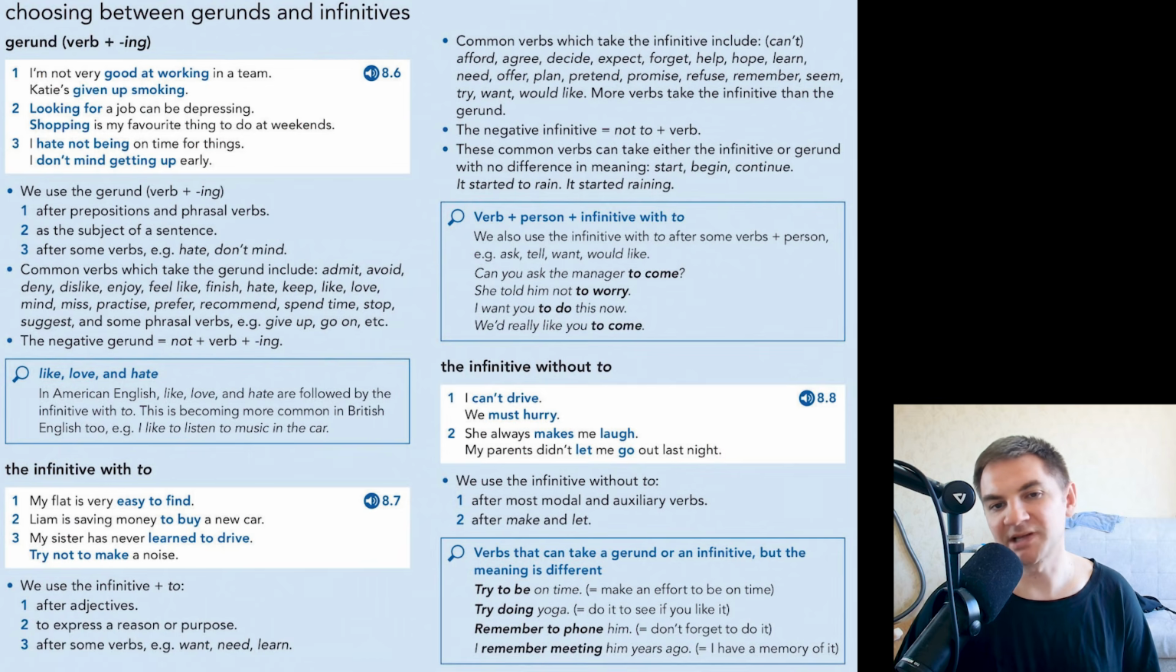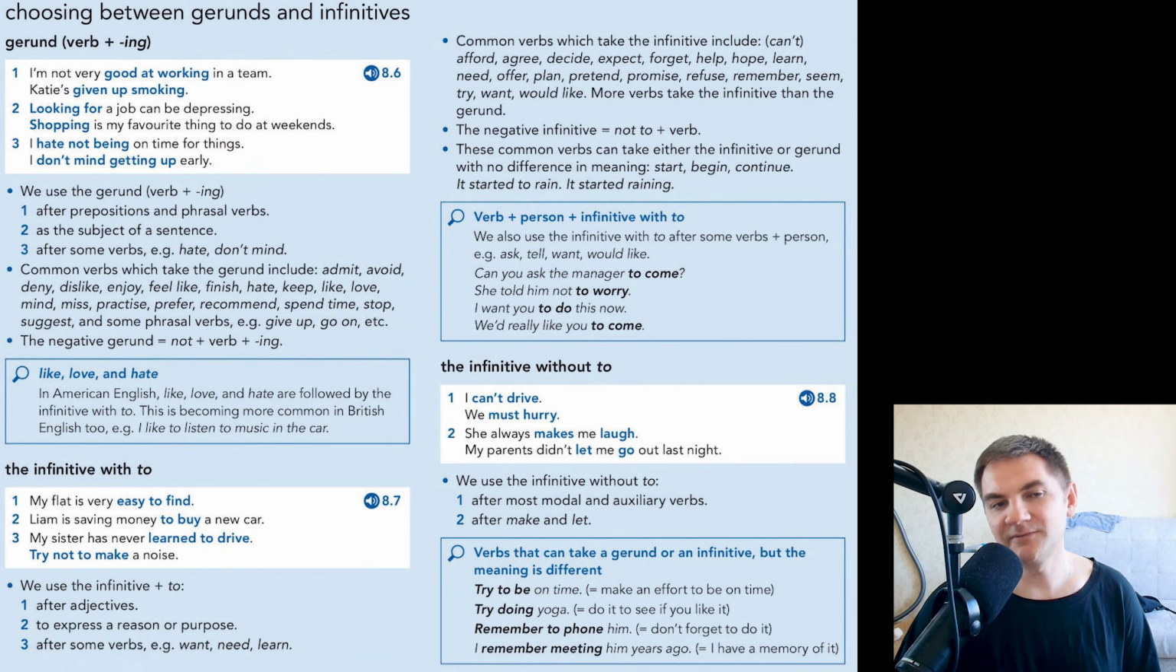Next, verb plus person plus infinitive with to. We also use infinitive with to after some verbs plus person, for example, ask, tell, want, would like. Can you ask the manager to come? She told him not to worry. I want you to do this now. We'd really like you to come.